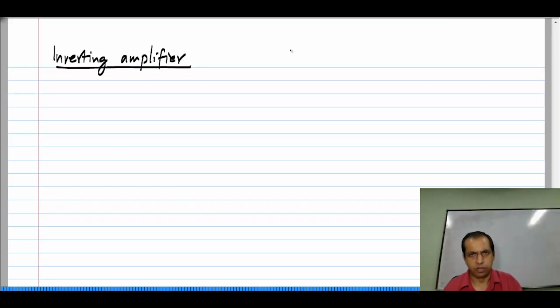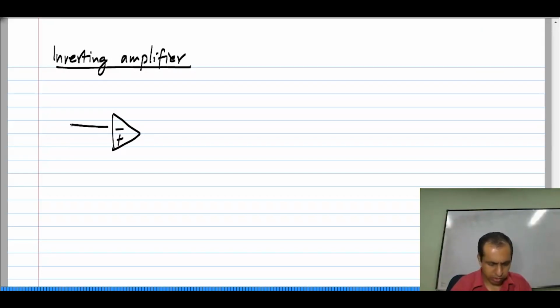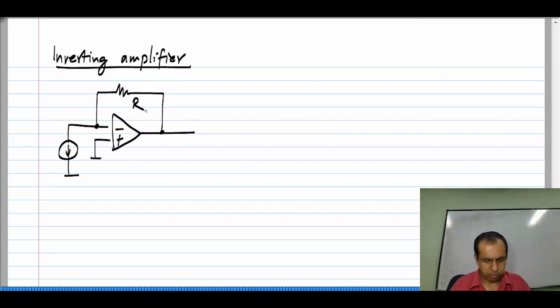Now, the basis for the inverting amplifier is this particular circuit with a current input and feedback around the op amp with a resistor R. Now, this circuit can be derived using the principles of negative feedback, but in this case I am not going to do that. I have just put down the circuit.